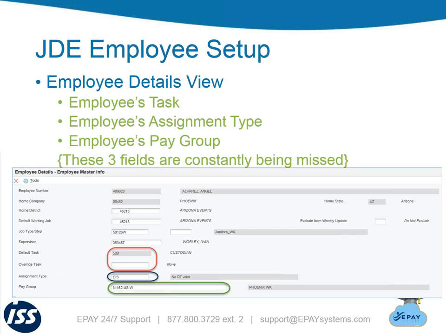So one of the things to keep in mind is you can actually use a functionality called override task, shown right here, to override their default task. Once again, the system automatically pulls in the default task based on their job type and step. Now, one of the things to keep in mind is you also have the assignment type. The assignment type also drives functionality in Blue Force. The assignment type initially generates the list of jobs that is available for the employee to clock in and out of.